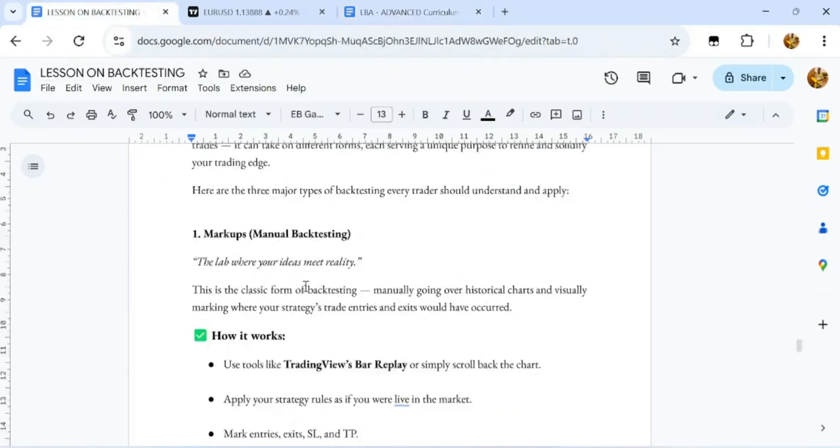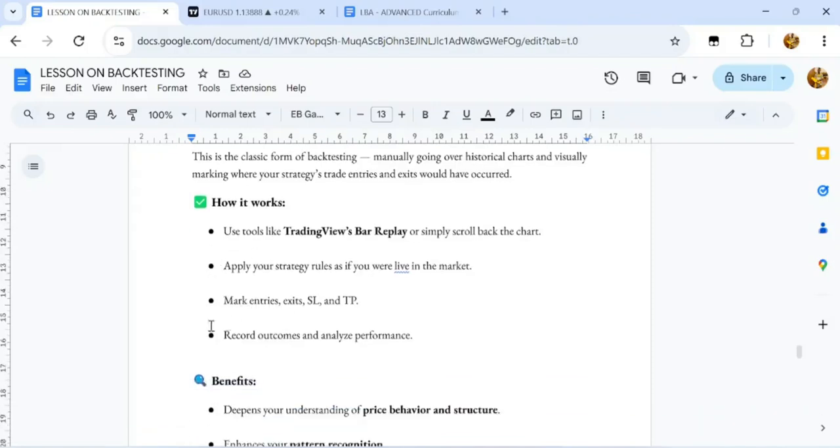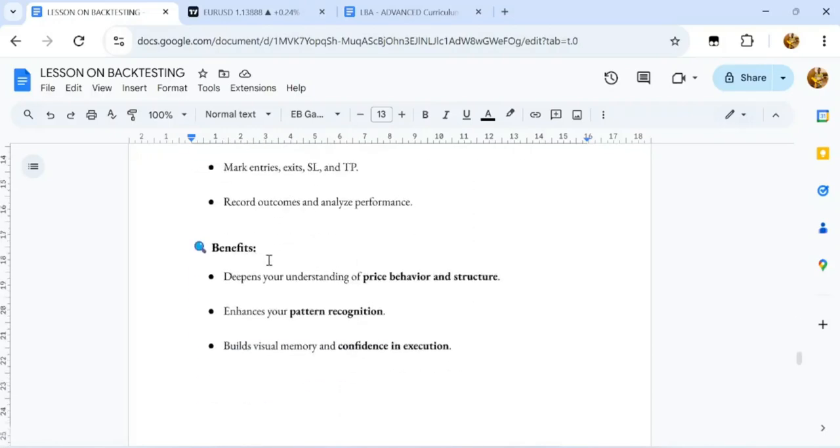This is what we call markups. You already know how it works. Just go to your TradingView, apply all of this, record the outcome and analyze the performance. Boom, you are good with that. So what are the benefits? It deepens your understanding of price behavior and structure, 100%. It brings you to the understanding of how price behaves and the structure you really want to be aware of. It also enhances your pattern recognition.